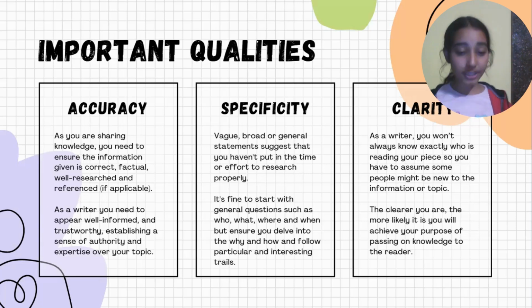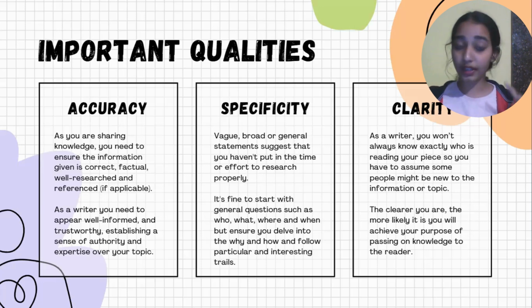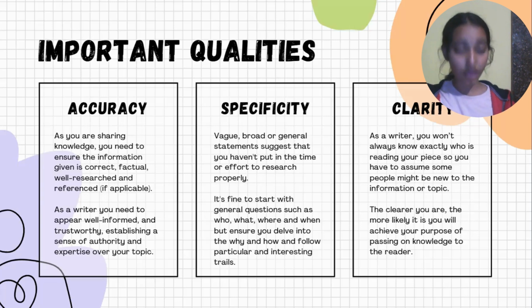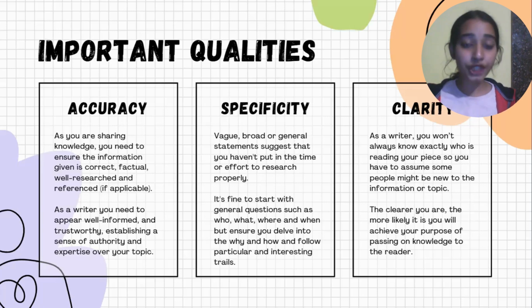You need to research properly. You need to find out if it's true or not. If it's not true, you cannot put it in your informative text. You need to appear well informed and knowledgeable about the thing that you're writing about. For example, if you're writing about the global pandemic or the COVID-19 that had happened, if you're writing an article about it, you need to provide facts that has actually happened.